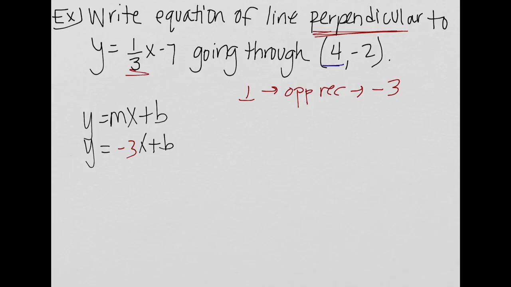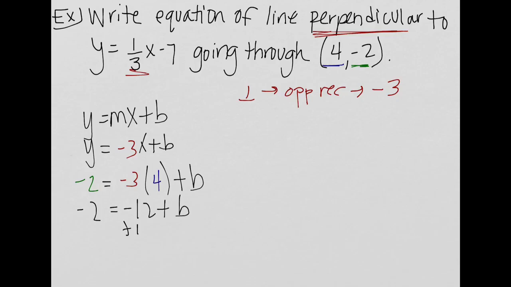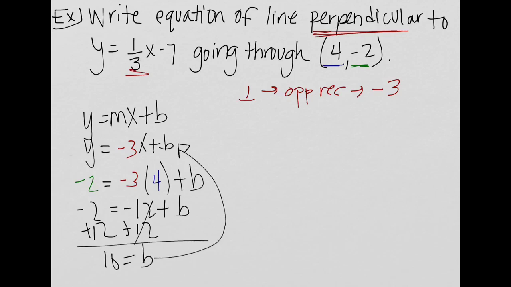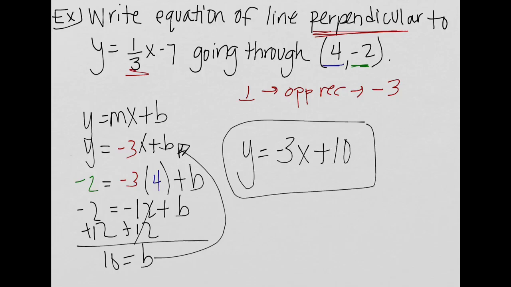They gave me a point again. Notice it's the same steps over and over. Patterning. -2 equals -3 times x plus b. X is 4. So -2 equals -12 plus b. Add your 12. B equals 10. Pull him back up. Y equals -3x plus 10. So now you've got the equation of the line that is perpendicular to that one, and we can tell it by the opposite reciprocal slopes and the different y-intercepts.